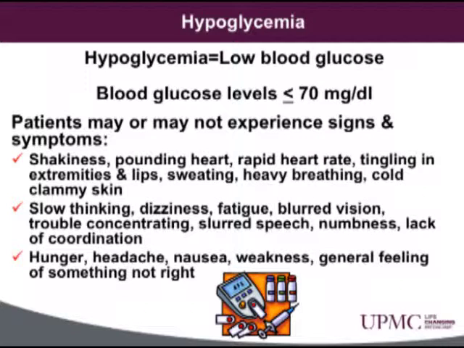So what is hypoglycemia? Hypoglycemia, as I said, is low blood glucose, or blood glucose levels 70 or lower. Some patients feel the signs and symptoms of a low blood sugar, and others do not. Some patients have what we call hypoglycemia unawareness, where they don't feel the signs and symptoms. So in those individuals, they need to test frequently. They need to test their blood sugar frequently to make sure that their blood sugars are not running lower.